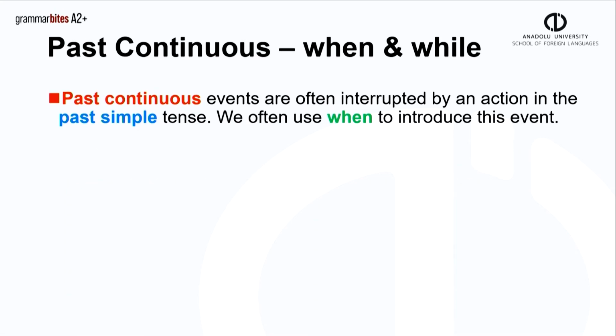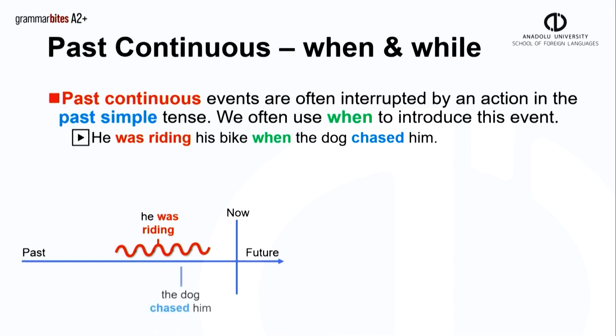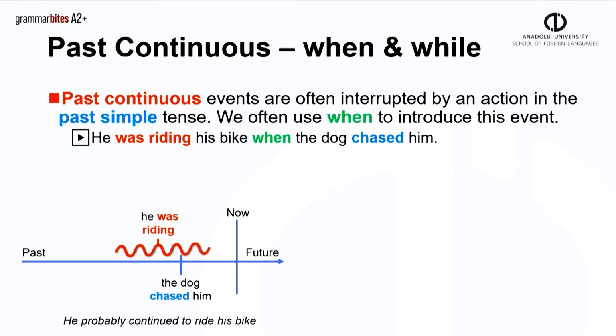Past continuous events are often interrupted by an action in the past simple tense. We often use when to introduce this event. He was riding his bike when the dog chased him. Let's look at this on our timeline. He was riding and the dog chased him. He probably continued to ride his bike and probably much faster.